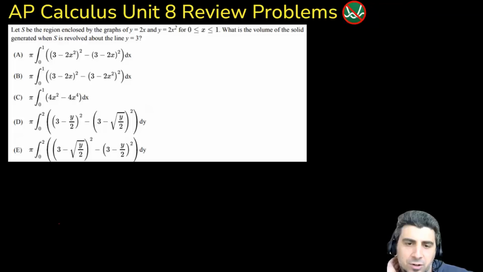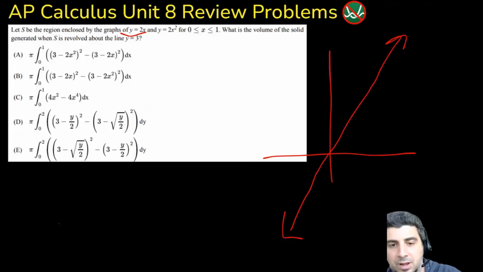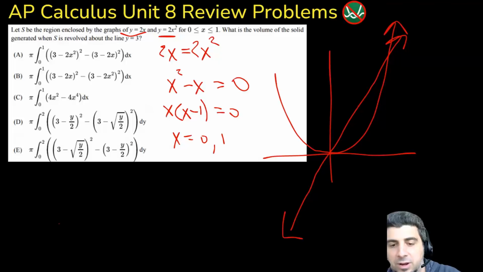So S is the region enclosed by the graphs of y equals 2x and y equals 2x squared for 0 to 1. What is the volume of the solid generated when S is revolved about the line y equals 3? It's very helpful to have some understanding of graphs. So y equals 2x is going to be a diagonal line, and 2x squared is going to be an upward opening parabola. Solving these for one another, you would have x squared minus x equals 0. So you would have x at 0 and 1, which confirms the interval here.